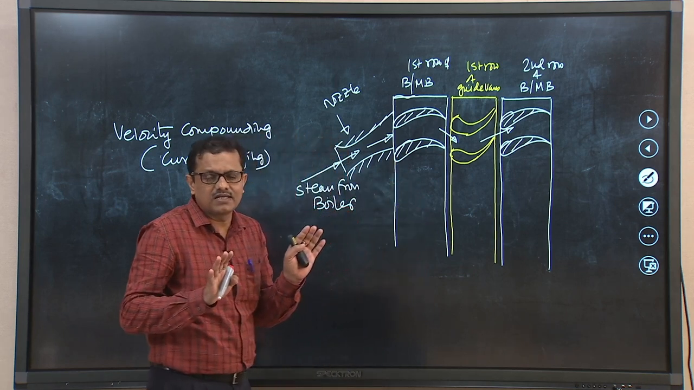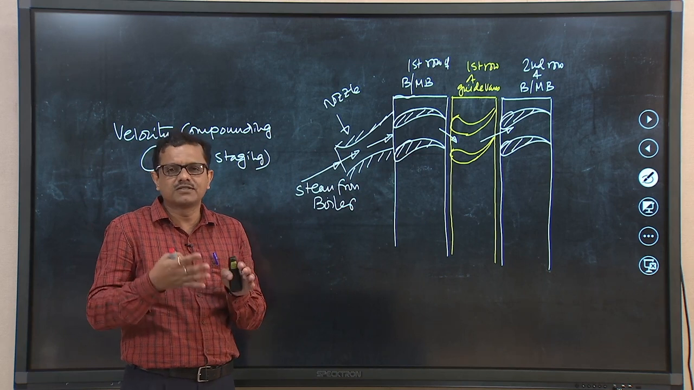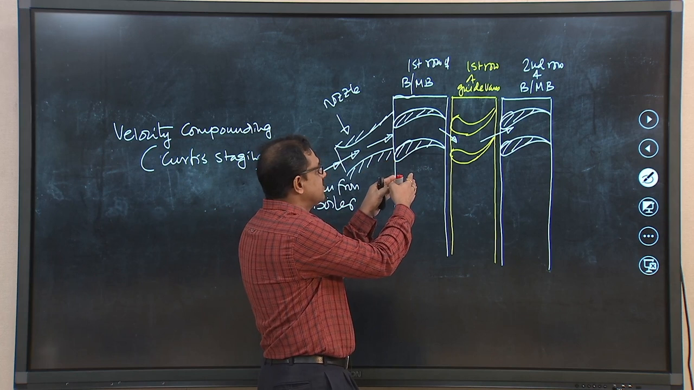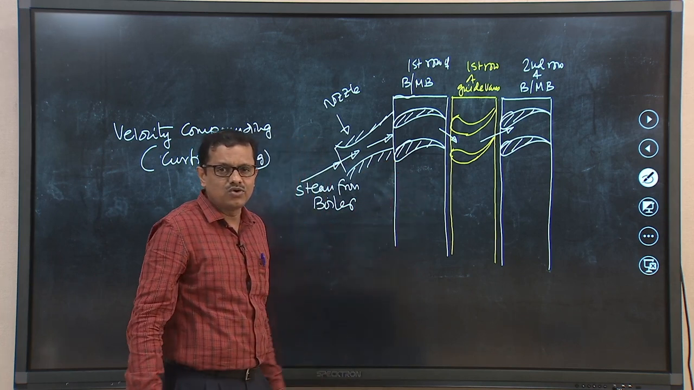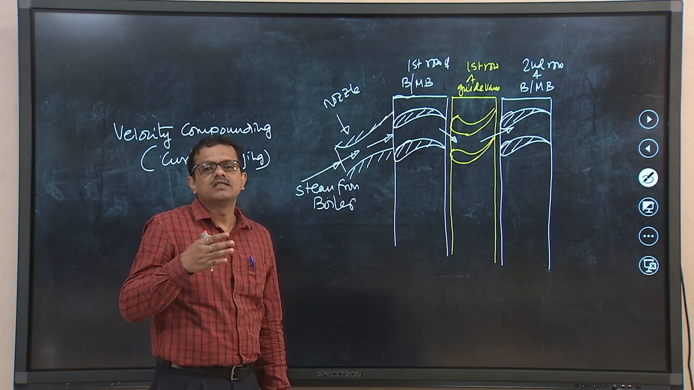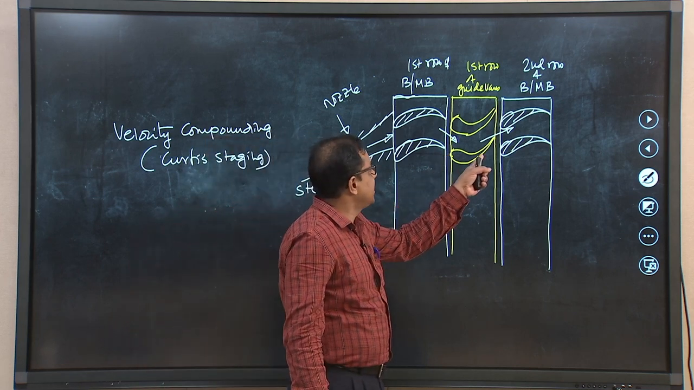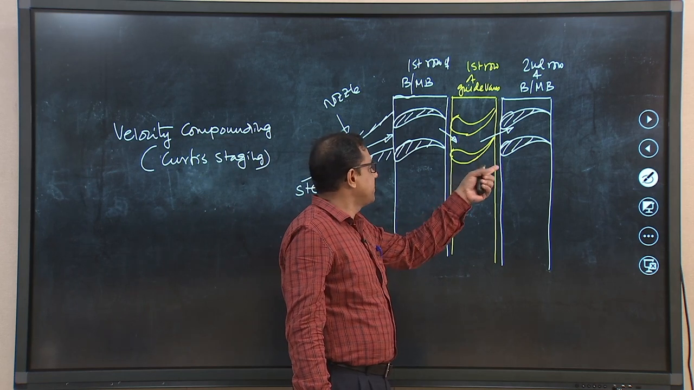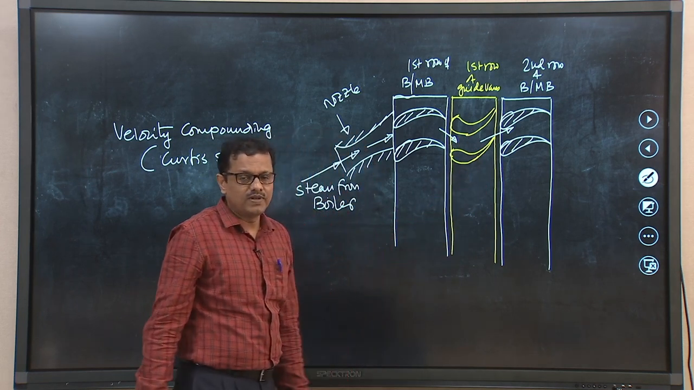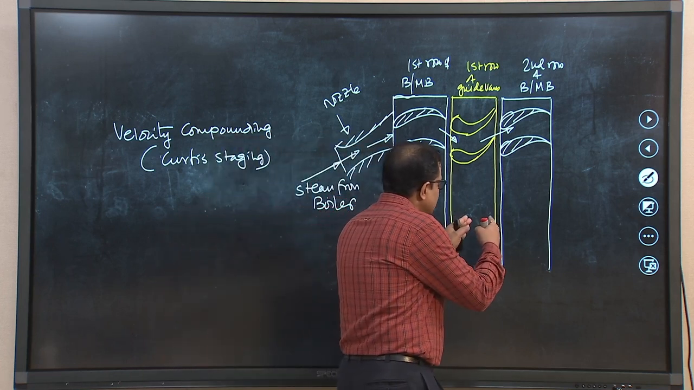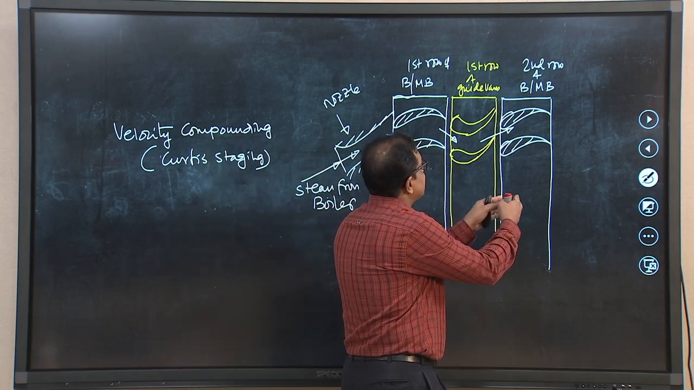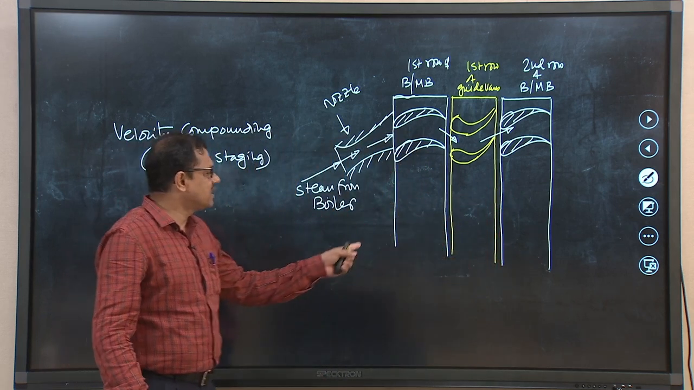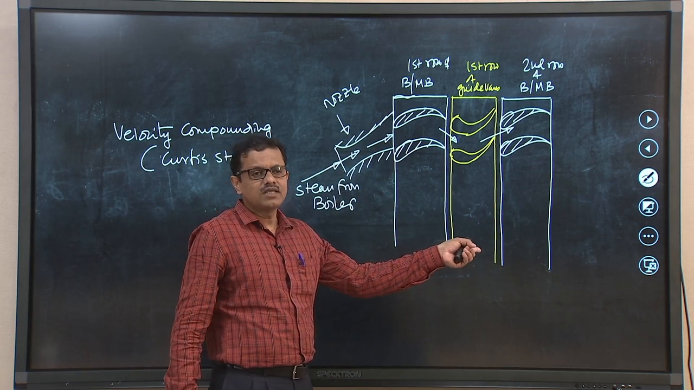I have discussed that nozzles are also known as fixed blades or stationary blades. The first nozzle and the first row of moving blades, these two rows form the first stage. The first row of guide vanes, which is placed in between two rows of moving blades, and the second row of blades, these two form another stage. So basically this is a two stage turbine.